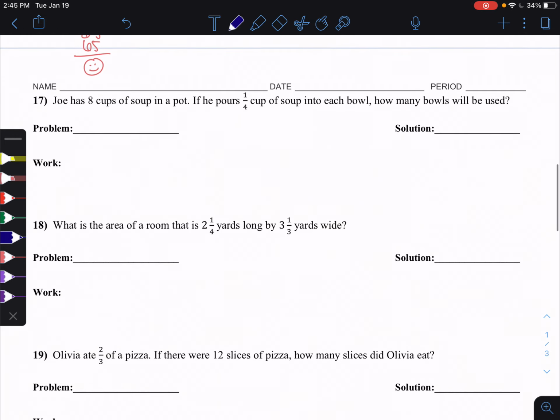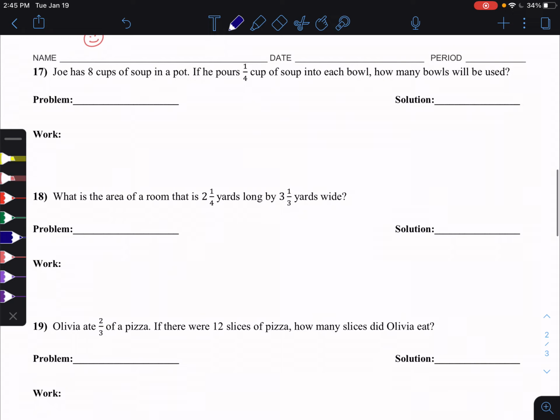On to the back side, we are going to be looking at some word problems. So number 17 says Joe has 8 cups of soup in a pot. If he pours 1/4 cup of soup into each bowl, how many bowls will be used? So I'm taking 8 cups of soup and I'm dividing them into 1/4 cup servings. So it's going to be 8 over 1 times 4 over 1 after keep, change, flip. So I get 32 over 1. That's going to be 32 bowls.